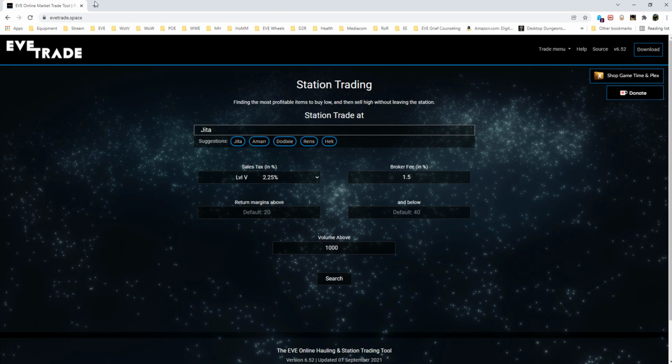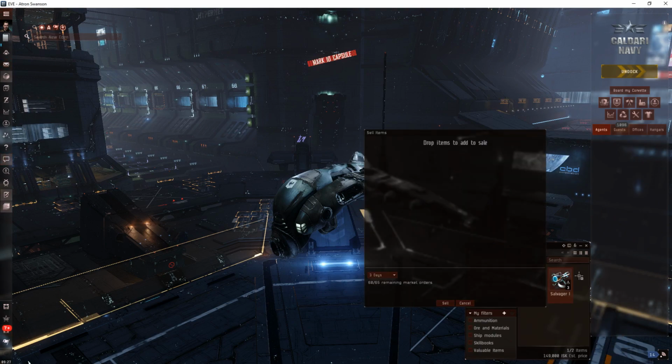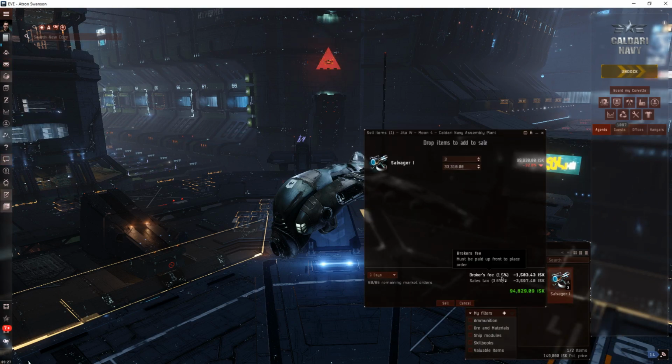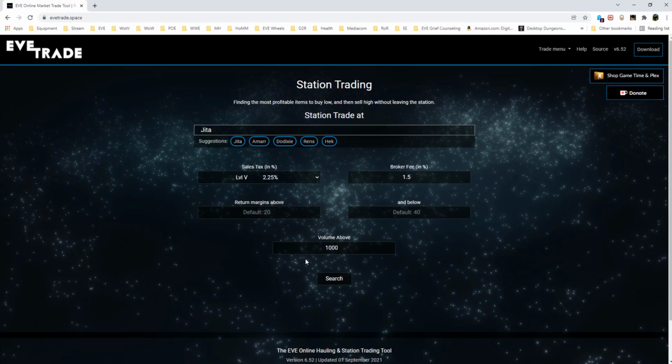For the broker's fee percentage, you need to have an item you want to sell. Right-click on it, sell this item. You can find the broker fee right there. There might be an easier way of finding that number. If there is and you know about it, please leave a comment down below and I'll be sure to let people know about that one. Knowing that percentage also impacts your margins, so we can put that here. These two you can leave default until you know more.